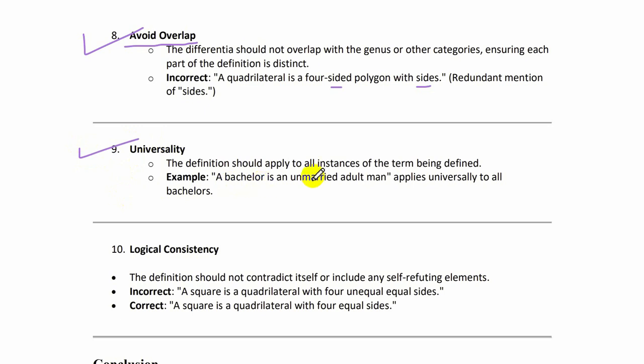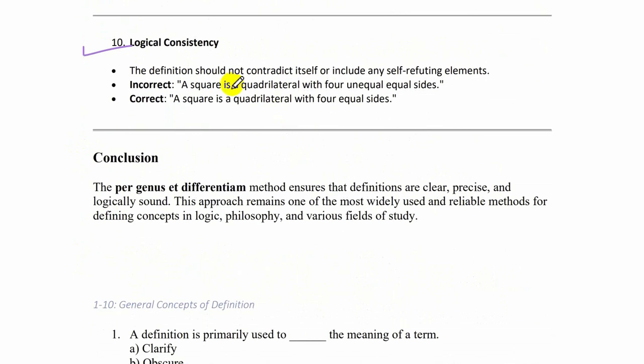Universality. The definition should apply to all instances of the term being defined. A bachelor is an unmarried adult man applies universally to all bachelors. Logical consistency. The definition should not contradict itself or include any self-refuting elements. For example, a square is a quadrilateral with four unequal equal sides. So this is logical inconsistency. When I say with four unequal equal sides, that's an incorrect way of saying it. A square is a quadrilateral with four equal sides.